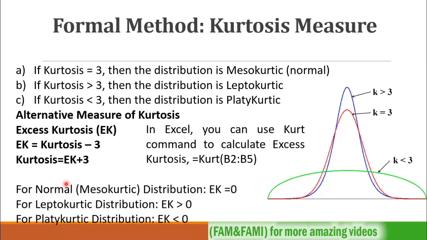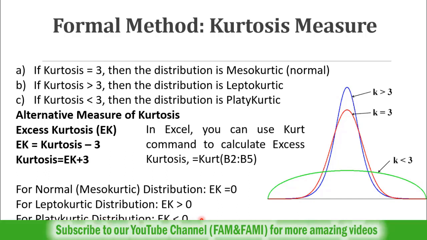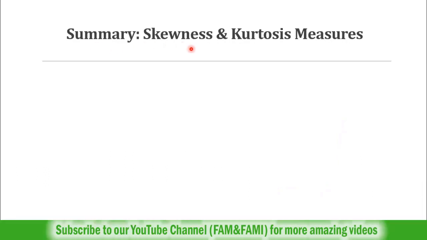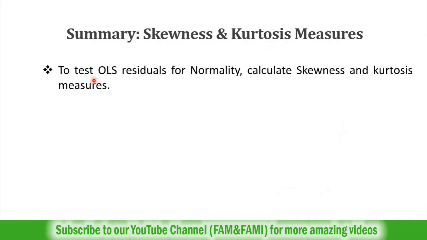Now it is easy to verify that for normal distribution or mesokurtic distribution, the value of excess kurtosis is 0. For leptokurtic distribution, the value of excess kurtosis is greater than 0. And for platykurtic distribution, the value of excess kurtosis is less than 0. So let's discuss the summary of skewness and kurtosis measures. To test OLS residuals or any other data series for normality, calculate the skewness measure as well as the kurtosis measure.